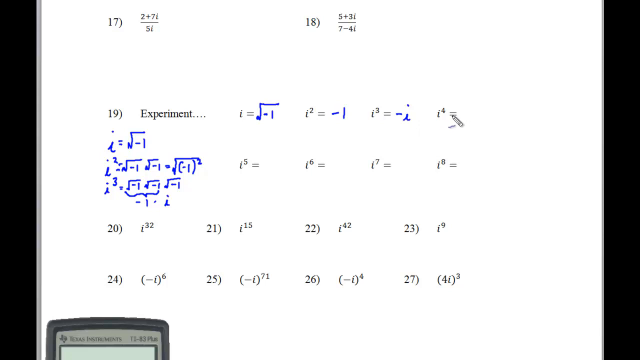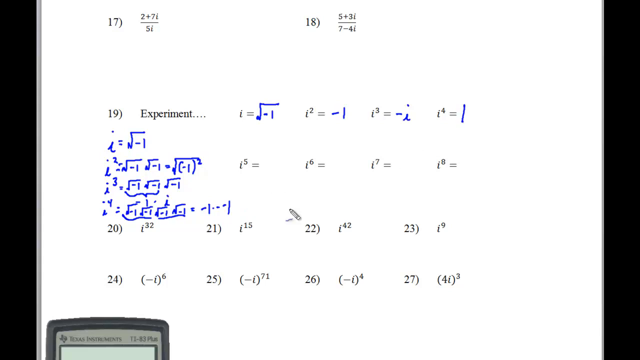Now, what if we get to i to the fourth power? I can write square root of -1 times square root of -1 times square root of -1 times square root of -1. But since I know that i squared is -1, this is -1, and this is -1. So i to the fourth power is -1 times -1, which is 1.